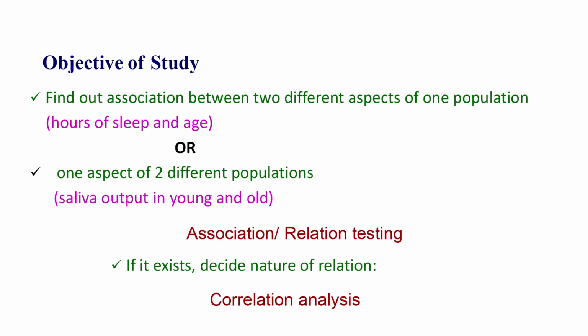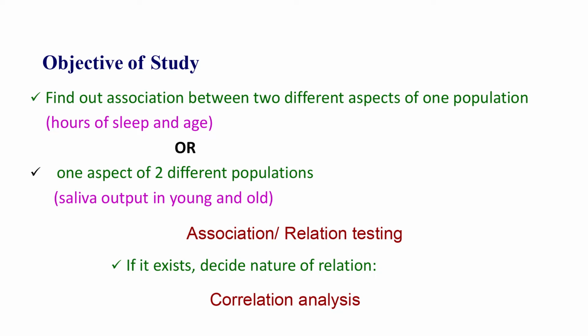Another objective which you can have for your study is to find out the association between two different aspects of one population. So here the population is one, but you want to study the association, for example, hours of sleep and age. If you want to study whether with increasing age hours of sleep go on decreasing, this is that kind of association.